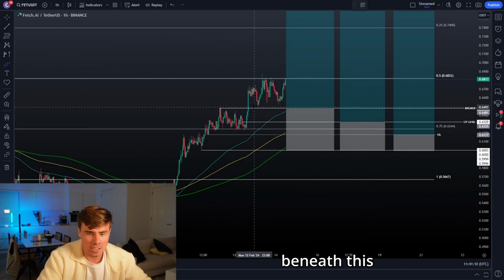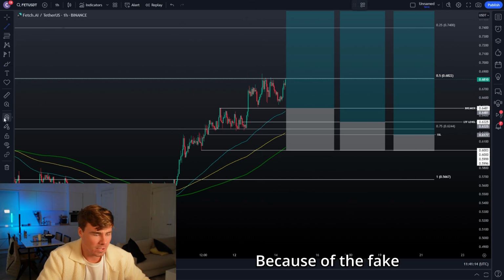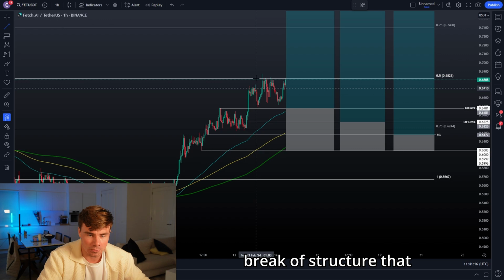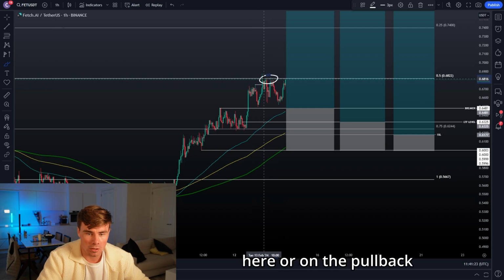If we move to the lower time frames, we can see that we currently are building up liquidity beneath this low over here. Why are we building up liquidity beneath that low? Because of that fake break of structure that we see over here. Because of this fake break of structure, people are induced to open up long positions over here or on the pullback with their stop loss beneath this low.